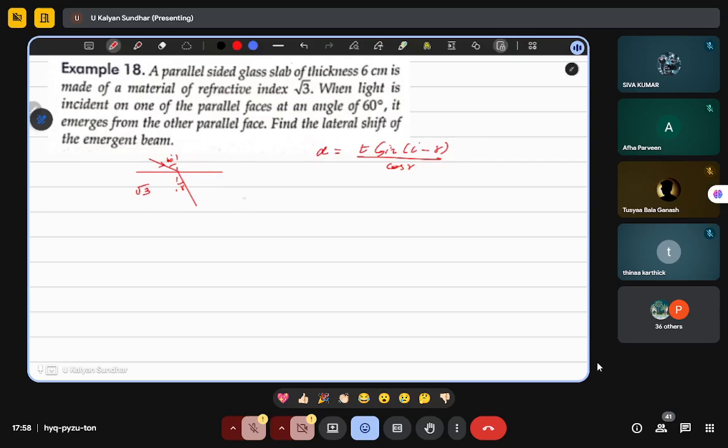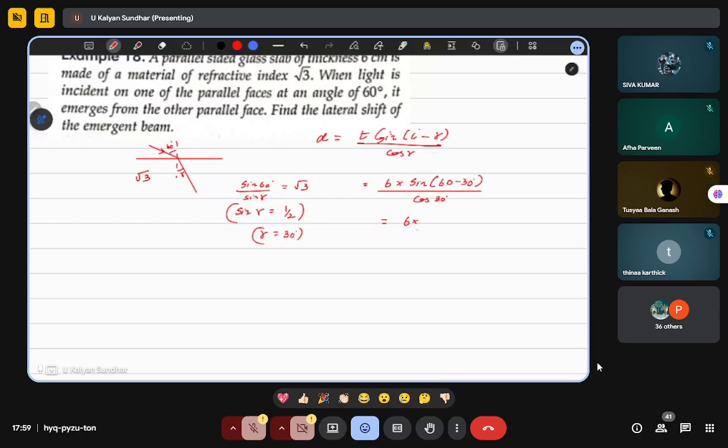Correct? So sin 60 divided by sin R will be equal to mu2 by mu1, which is nothing but √3. Now, sin R will be equal to sin 60, which is √3 by 2, divided by √3. So sin R will be equal to 1 by 2. So R will be equal to 30 degree. Now, T is 6 into sin of 60 minus 30 divided by cos 30.